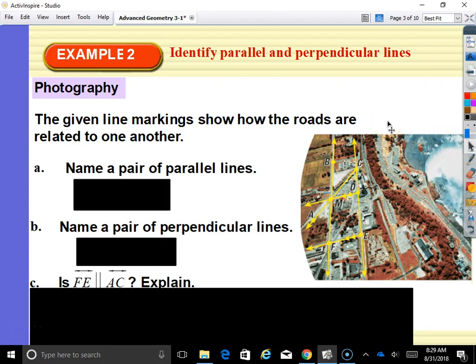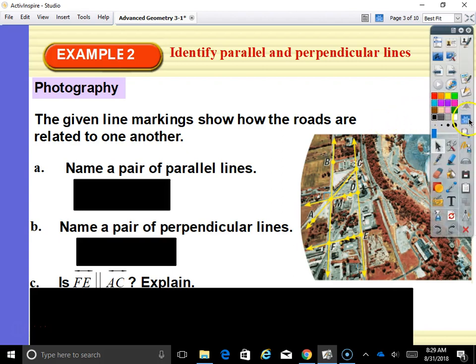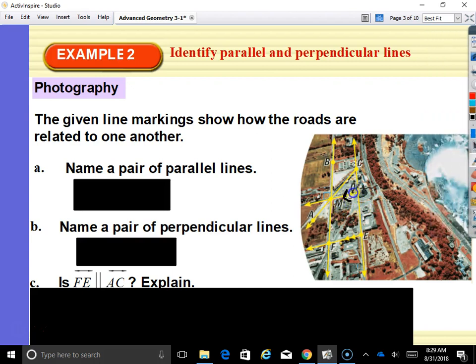The given line markings show how the roads are related to one another. Name a pair of parallel lines. You see these little tick marks saying, hey, we're parallel. Do you see these little arrows? There's two arrows and two arrows. Those arrow marks say we are parallel. So line MD and line FE are parallel lines.